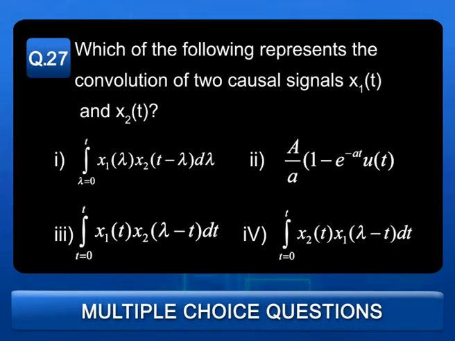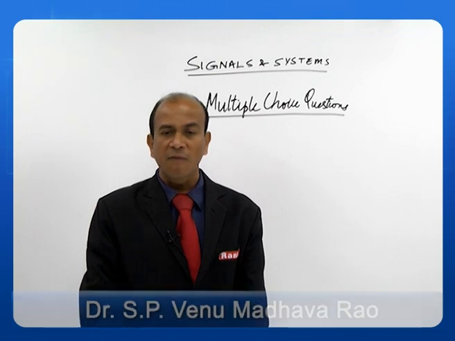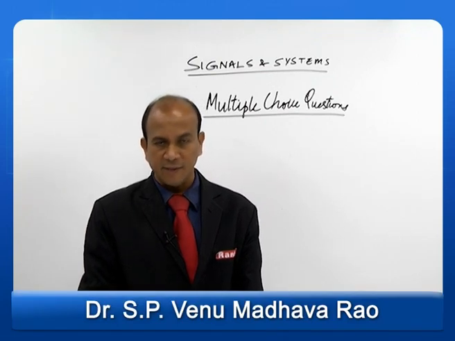27th question. Which of the following represents the convolution of two causal signals x1 of t and x2 of t? 1. Integral lambda is equal to 0 to t x1 of lambda x2 of t minus lambda d lambda. 2. Integral lambda is equal to 0 to t x2 of lambda x1 of t minus lambda d lambda. 3. Integral t is equal to 0 to t x1 of t x2 of lambda minus t dt. 4. Integral t is equal to 0 to t x2 of t x1 of lambda minus t dt. The answer is D, where all of them are correct answers.